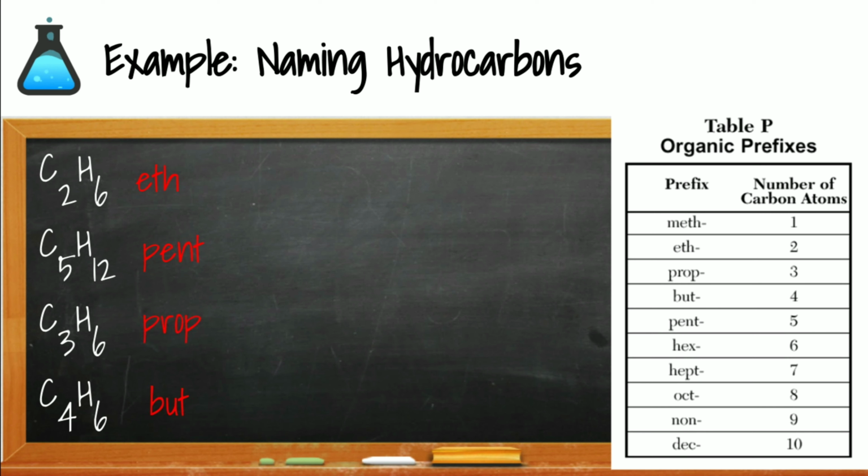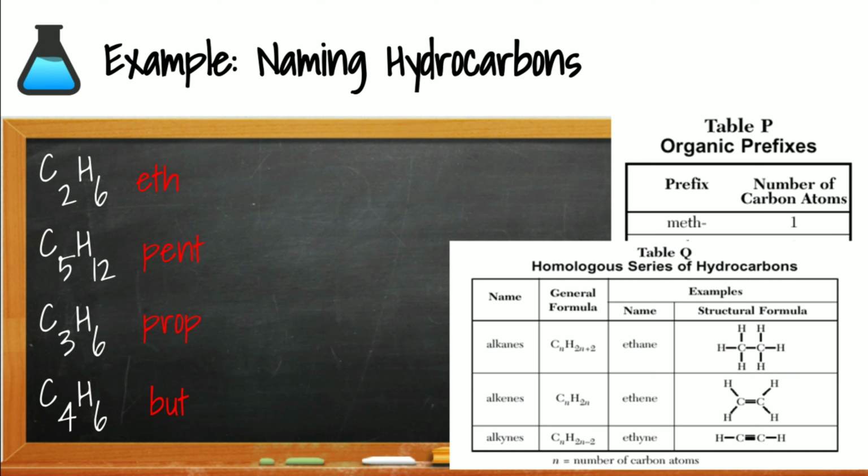Now, when we look at the first example and we apply the formula from reference table Q, 6 is more than double 2, so that's an alkane, so that's ethane. When we look at the next example, 12 is more than double of 5, so that is another alkane, so that's pentane. But 6 is exactly double 3, so that's an alkene, so this is called propene. And 6 is less than double of 4, so that's an alkyne, so this is called butyne.